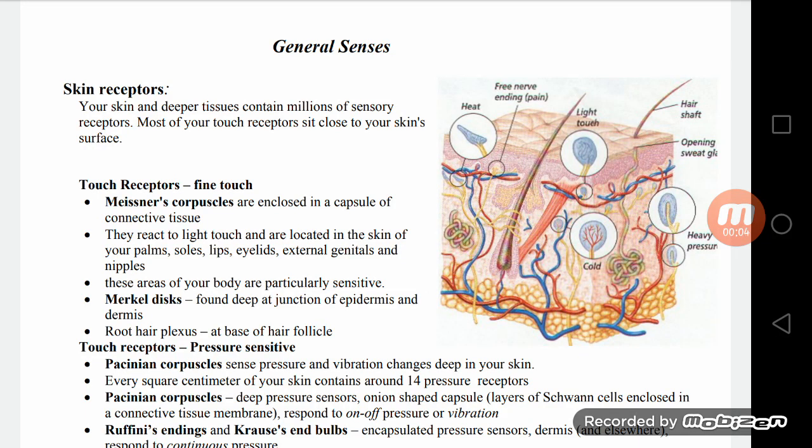Namaste. So today we will study about general sciences.